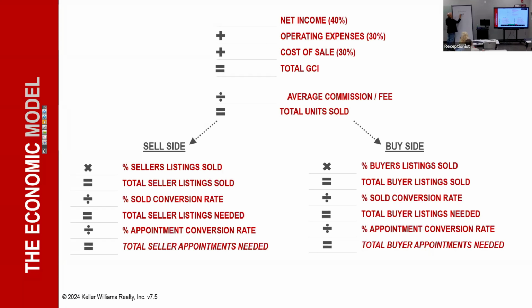So what is that? 750,000, okay? So I would have to earn in commissions and fees $750,000. And then what is 30% of 750,000? 225. Okay, so 225 would be for expenses, and 225 would be for cost of sale. And that's how I get to $300,000.